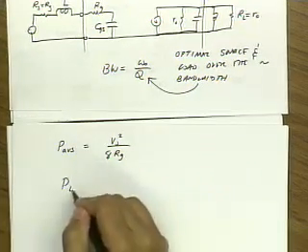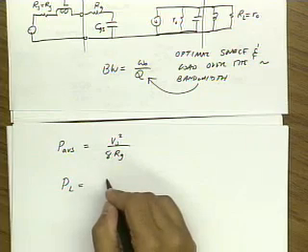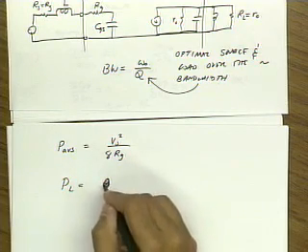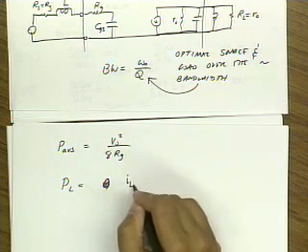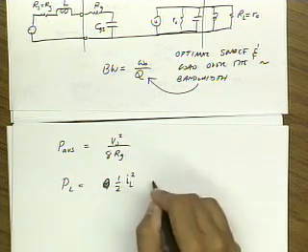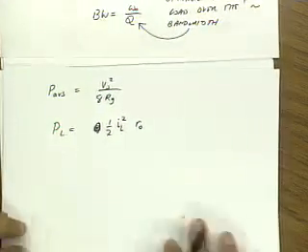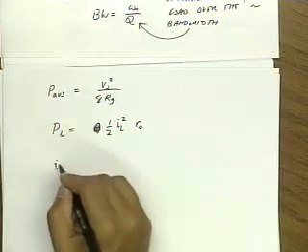And the power going to the load, let's say, I'll do it in steps. Let's say it's 1/2 IL squared times RL, which is in this case Ro. Okay? So let's find IL.